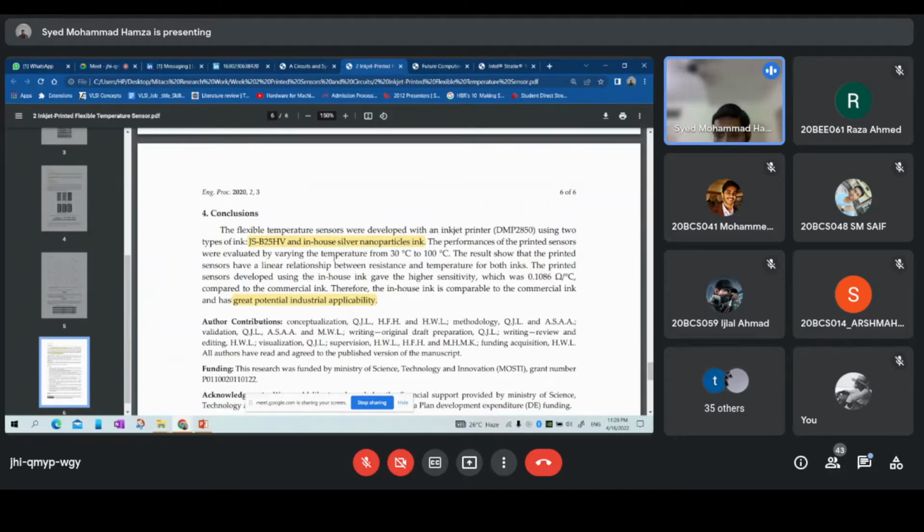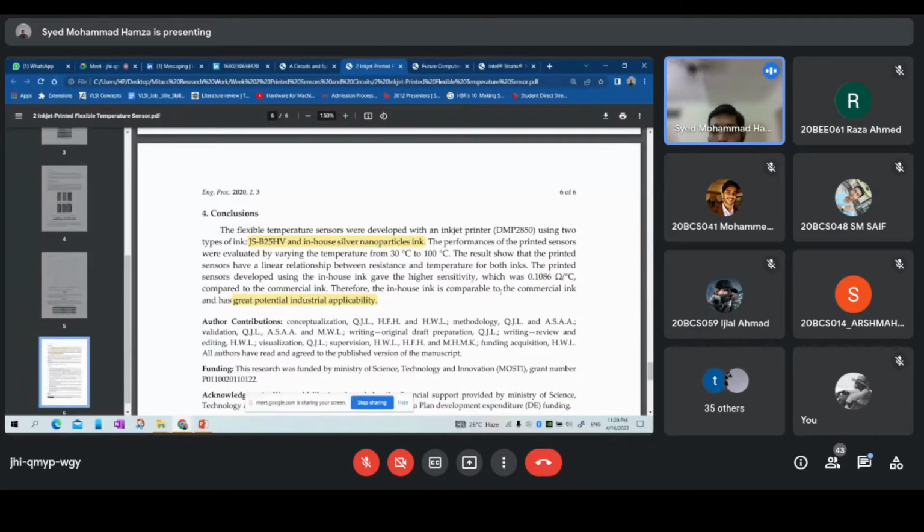So they checked the sensor, that if we change the temperature from 30 to 100 degrees Celsius, what will be the varying temperature? The results show that the printed sensor has a linear relationship between the resistance and temperature for both inks. So as we see in the graphs, for both inks the resistance versus temperature graph was a linear graph. The printed sensor developed using the in-house ink gave the higher sensitivity compared to the commercial ink. Now it is telling that one ink is better than the other in terms of sensitivity.